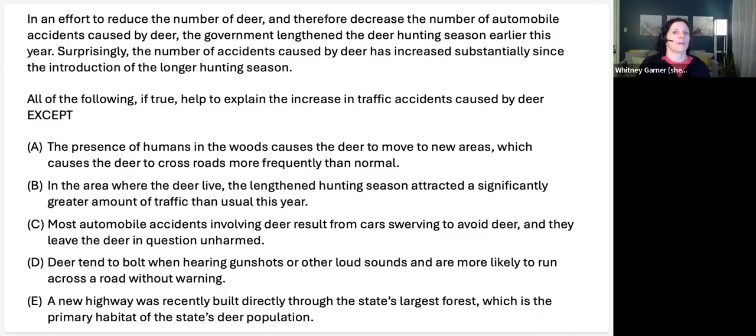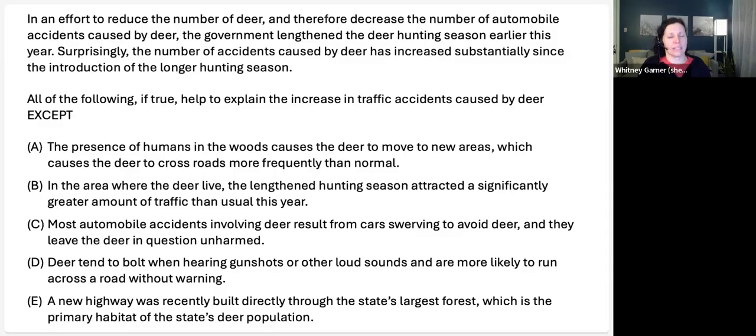All right. So we're told that the government had a plan. They were going to lengthen the hunting season, theoretically in hope of hunters being able to get more deer in order to reduce the number, right? To kill off some of these deer, and therefore decrease the number of automobile accidents that are caused by deer. Surprisingly, however, it didn't work. There have actually been more accidents due to deer than fewer, substantially more, since the introduction of this plan.